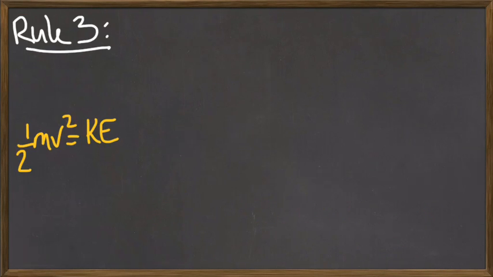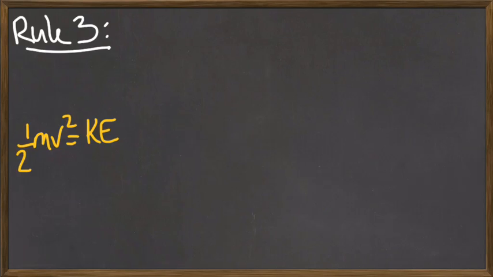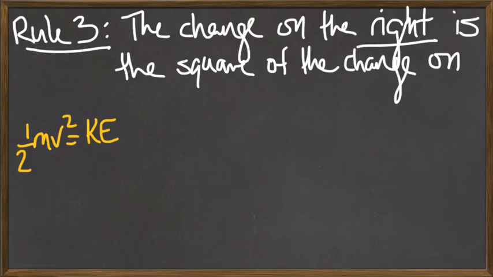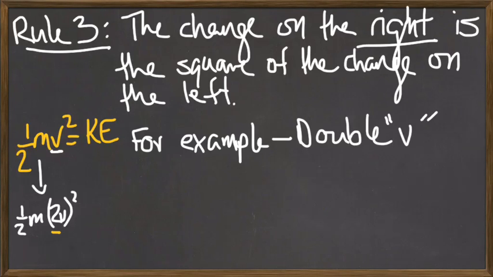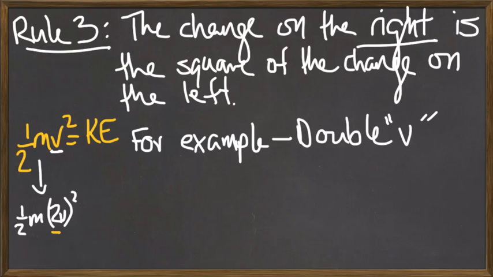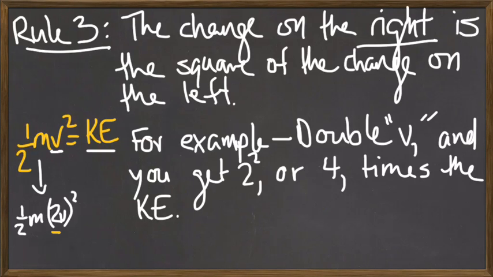Rule 3 applies to equations of type 3. Here's Rule 3. The change on the right is the square of the change on the left. Again, that's the change on the right is the square of the change on the left. Now, what does that mean? For example, if you double v, so v is now 2 times v, or 2v, then you get 2 squared, or 4 times the kinetic energy. Again, double v, 2 squared, or 4 times the kinetic energy.